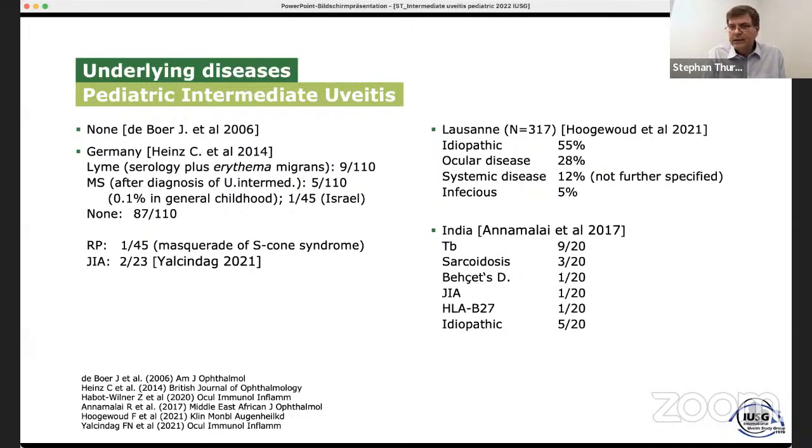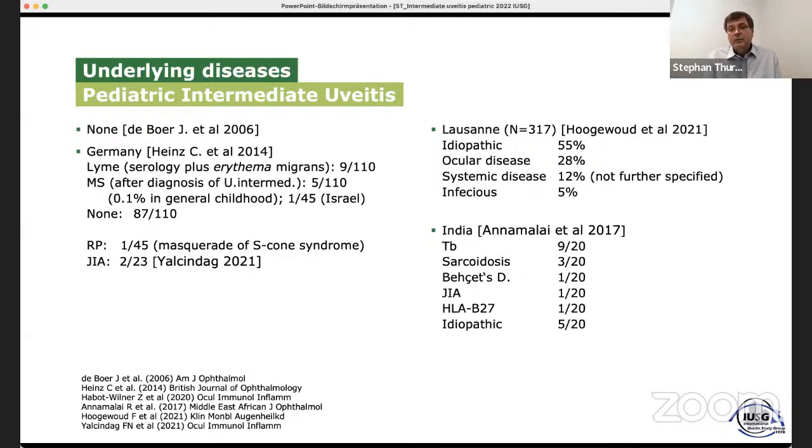This is probably not always on our screens, but I think we have to keep an eye on it. Publications from Lausanne and India have shown that there are different causes. So for the European population, the idiopathic disease is most frequent. Systemic disease, which unfortunately in that paper from Lausanne was not further specified, occurred in up to 12%, and there are also some infectious causes.